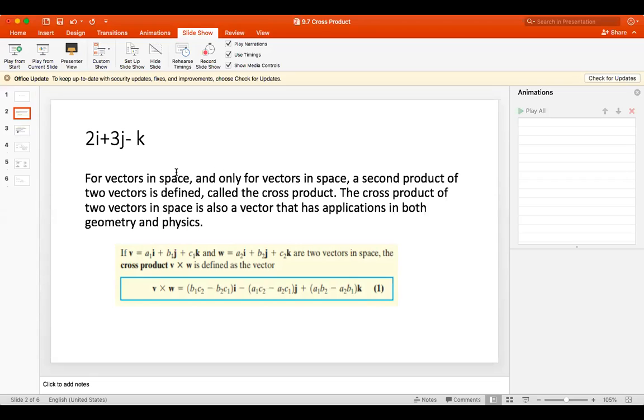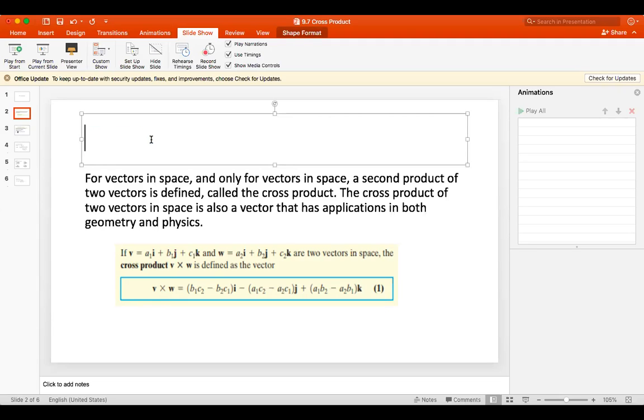This is basically what I just said. For vectors in space, and only for vectors in space, the second product of two vectors is defined, called the cross product. It is a super scary formula. We're going to do it a different way. The key here is that it's symbolized by v times w, that big X. That means cross product. Think about a cross right here. And we can only use it for vectors like 2i plus 3j minus k.